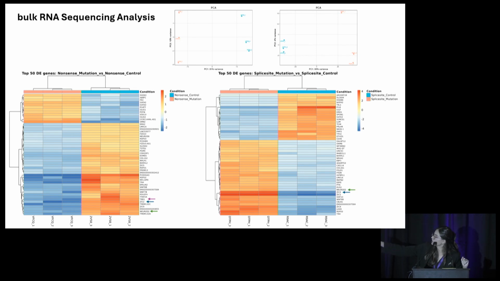And what we see here on the left, for example, is one protein called NeuroD2, right here, at the green arrow. We see that NeuroD2 is downregulated in the nonsense mutation compared to the control. However, in the splice site mutation, we see that NeuroD2 is actually upregulated. So there's something going on here that is really changing the overall profile of these two different types of organoids, right? And we see that for some other genes as well.